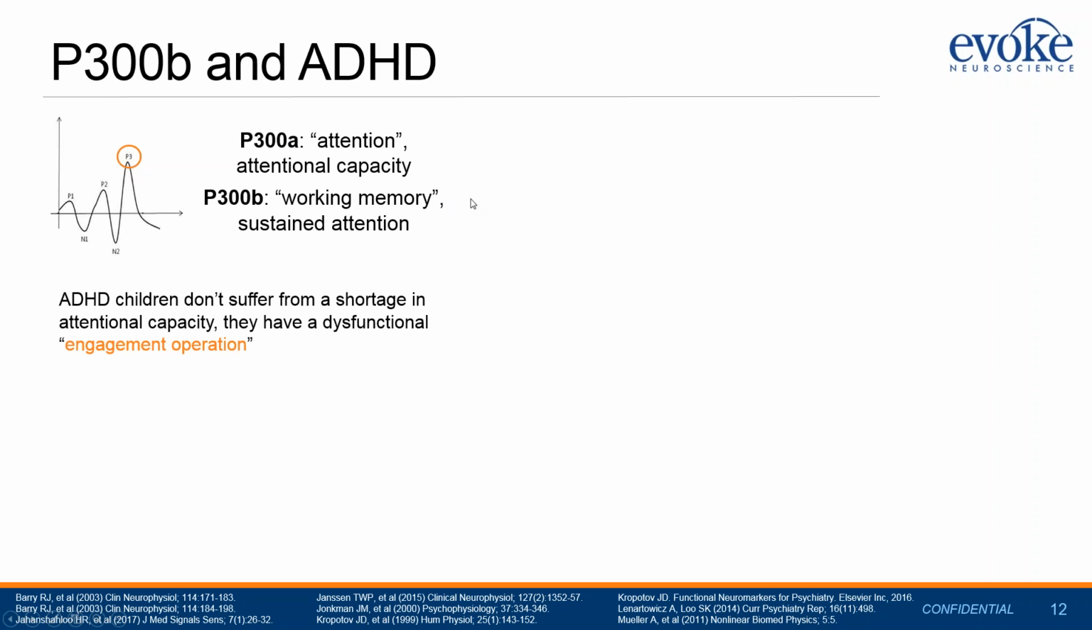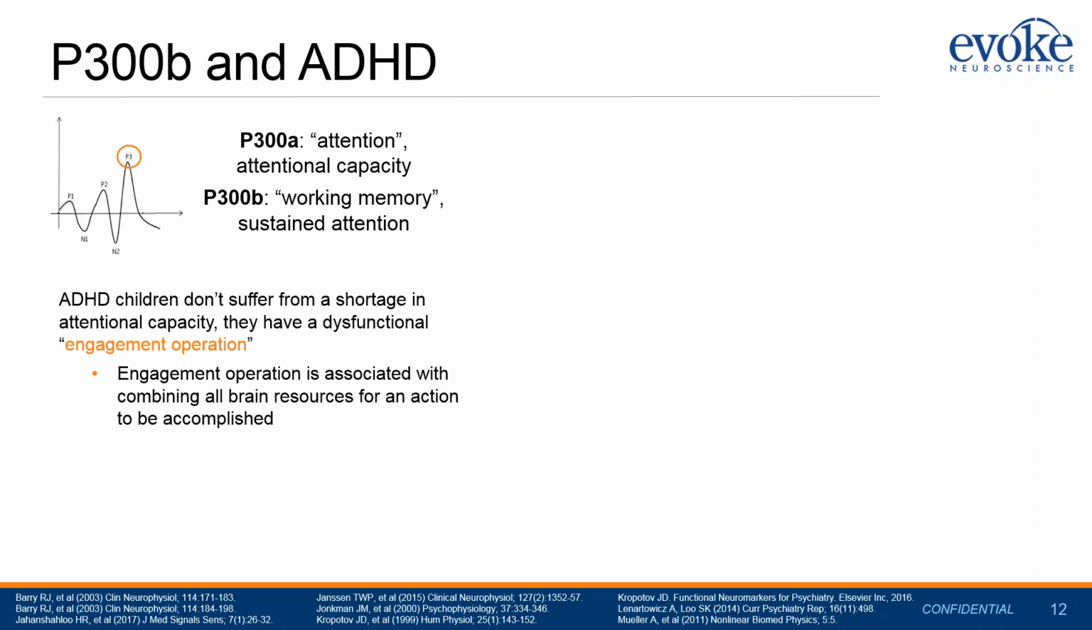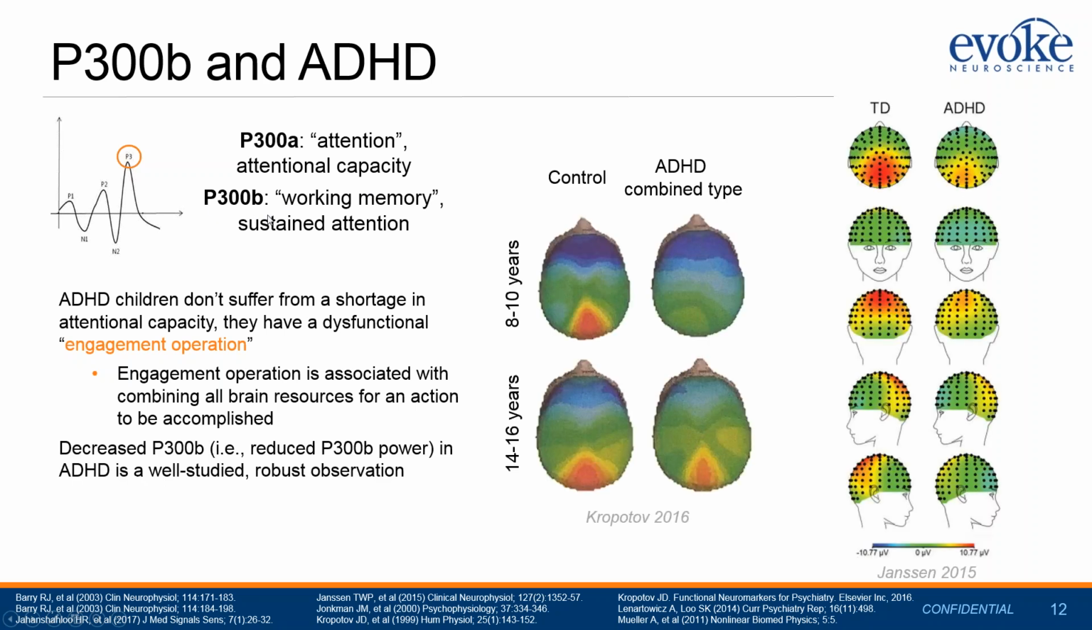So your first inclination might have been, oh, P300A is going to be affected for ADHD patients because of that attention factor. But actually, studies have shown that children don't suffer from a shortage in attentional capacity. It's that they have a dysfunctional engagement operation. So this engagement operation is associated with combining all brain resources in order for an action to be accomplished. So that's actually related to our working memory, sustained attention. And so we're interested in our P300B component.